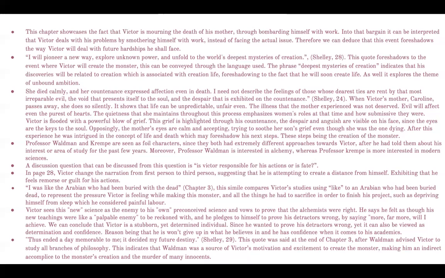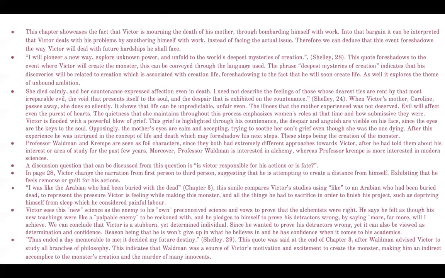Now, we're going to analyze some figurative language. "I was like the Arabian who had been buried with the sand." So basically, this is a simile that uses a comparison to an Arabian who had been buried in the sand. "From sleep, which she considered painful labor." This shows the amount of work Victor is doing while he's creating the monster, and how much he has to sacrifice his time, his health, and his mental health in order to achieve this goal that he is willing to sacrifice everything for.